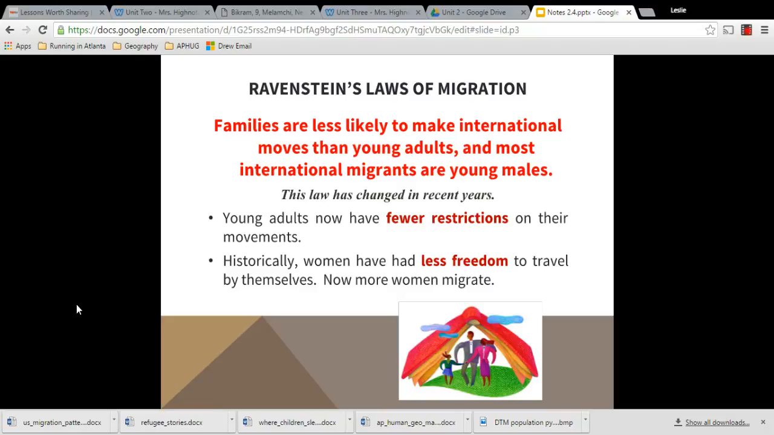Another of Ravenstein's laws of migration is that families are less likely to make international moves than young adults, and most international migrants are young males. And this law has changed in recent years. Young adults now have fewer restrictions on their movements, and historically, women had less freedom to travel by themselves, but now we're seeing a rise in the number of women migrating because women's empowerment and freedom is becoming much more recognized.